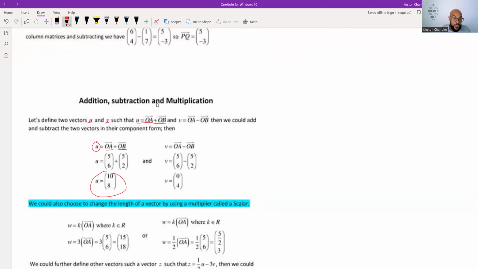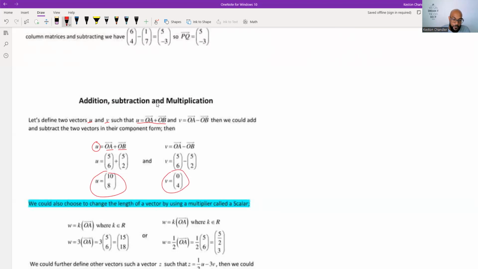Vector V, we could subtract vectors as well using our same thing we do with matrices, right? So we say V is OA minus OB. OA is 5, 6. And if you minus 5, 2 from it, we get 0, 4. So we have 2 new vectors altogether.